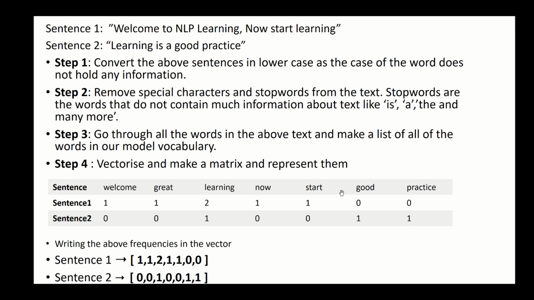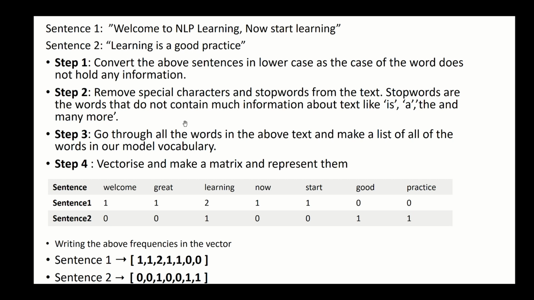Actually, bag of words could be done in two different ways. One is by doing the pre-processing technique, another by not doing the pre-processing technique. But I will just show you a small example with the pre-processing technique. Say, consider that you are taking two different sentences. Welcome to the NLP learning. Now we start learning. Learning is a good practice.